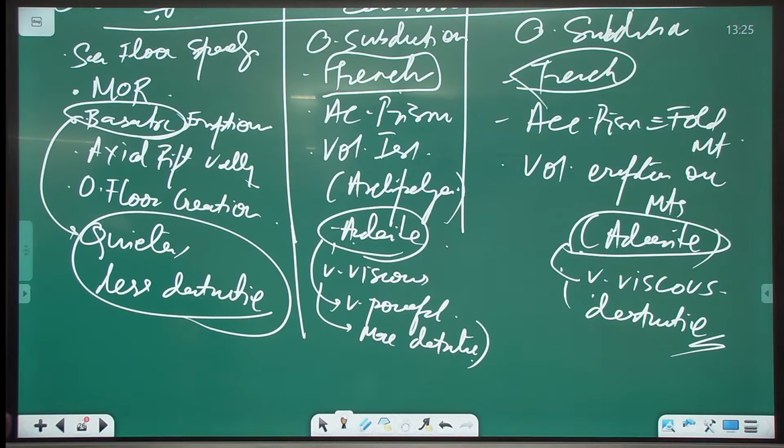This much of fact we remember. Okay. What are the features on the ocean floor as a consequence of the plate interactions?